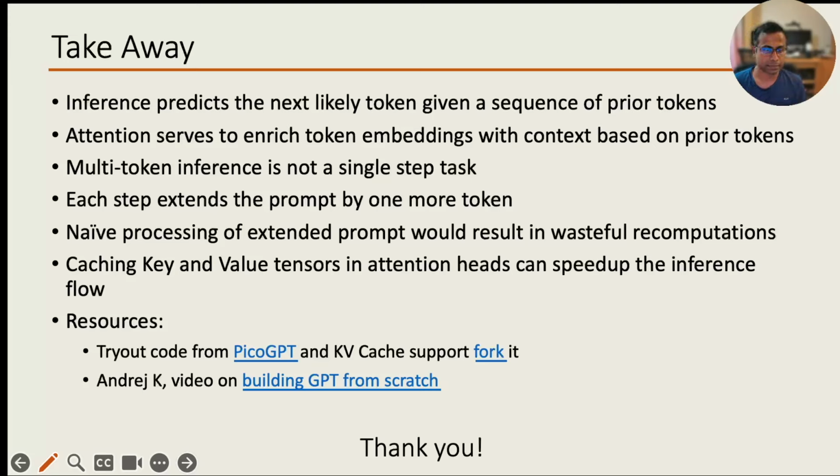Each step only extends the number of tokens by 1. And if you were to do this naively, you would end up with so many wasteful recomputations, and that's why we have a KV cache to improve the performance of inferencing. Now there are more techniques to improve performance, but this is the essence of how transformers and attention work.